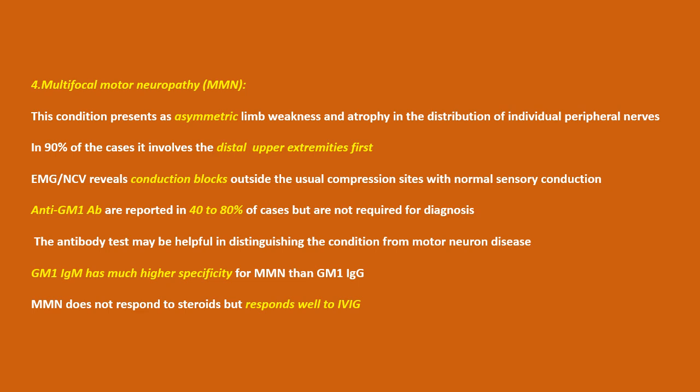Anti-GM1 antibodies are reported in 40 to 80% of cases, but are not required for diagnosis. The antibody test may be helpful in distinguishing the condition from motor neuron disease. GM1 IgM has much higher specificity for MMN than GM1 IgG. MMN does not respond to steroids but responds well to IVIG.